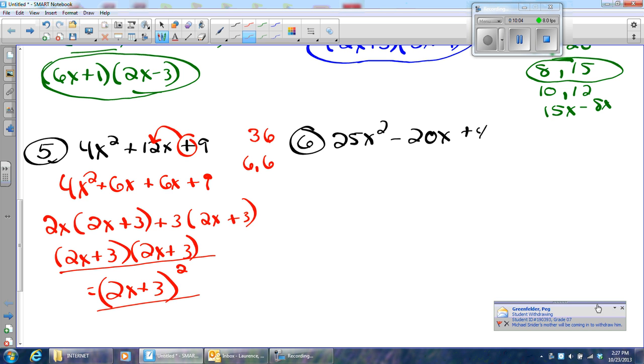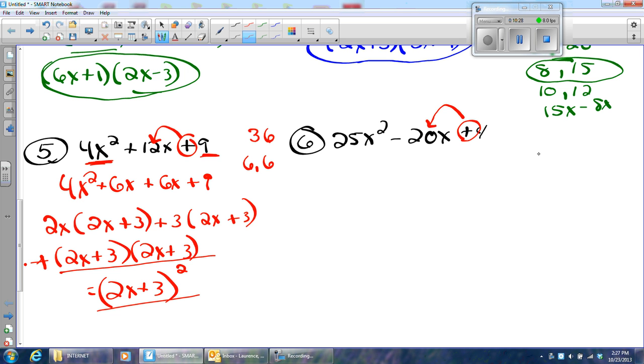Did you notice something here? That's a perfect square. So is that. Square root of 4x squared is 2x. Square root of 9 is 3. Very interesting. Okay, on this one, I'm going to be adding to get negative 20.